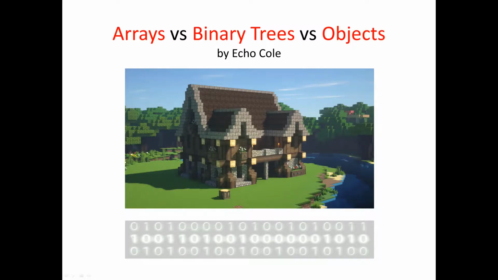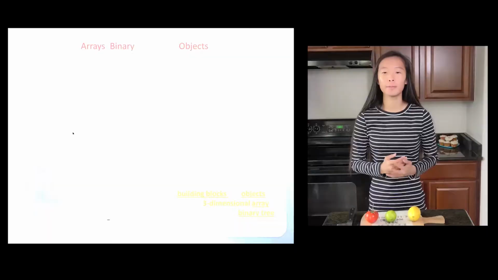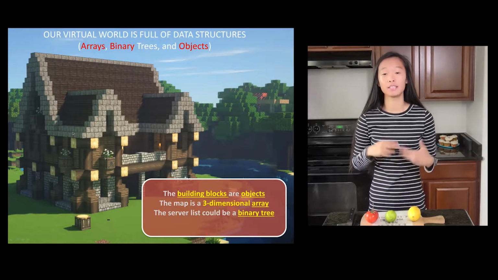Hi, I'm Michael Cole, and today I'm going to talk about binary trees, objects, and arrays, and where you would use them, why you would use them, and the advantages and disadvantages. Most people think of computers as ones and zeros or binary code. Some people even think of programming languages such as Java. In reality, it's much more.